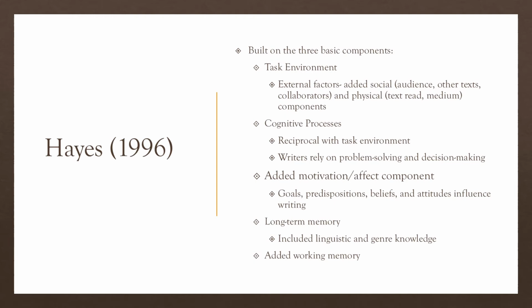In the cognitive process section, there was actually quite a bit of revision, because instead of just thinking about it as internal to the author, it became reciprocal with the task environment, and then also added this idea of writers relying on problem solving and decision making. I also think it's really important to note that Hayes added motivation as a component, because motivation theory kind of blows up in the 90s and becomes, I mean, to this day, something that we as teachers think a lot about. So the fact that it wasn't in the 80s is very important, that he added it in the 90s.